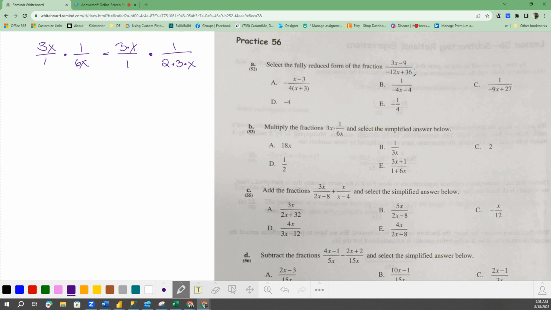So remember, when you are multiplying, this is the rule for cancellation, okay?